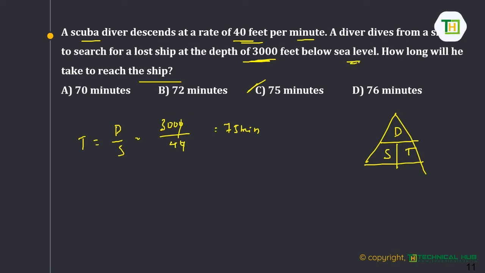From sea level to the lost ship there is 3000 feet below. It means from sea level to that ship distance is given 3000 feet. So every minute he will go 40 feet. So how long will he take to reach the ship means 3000 by 40, he will get 75 minutes. So moving to the next question.